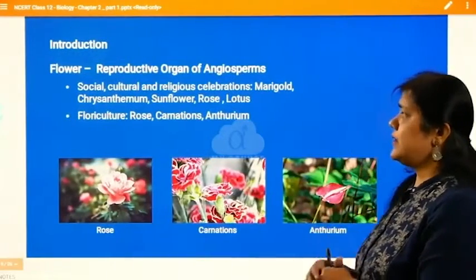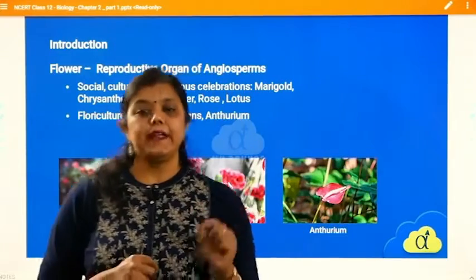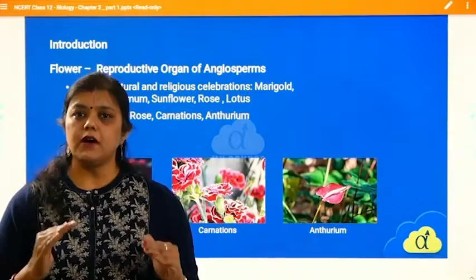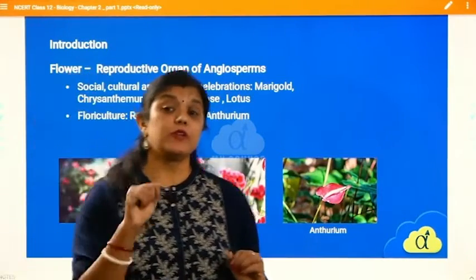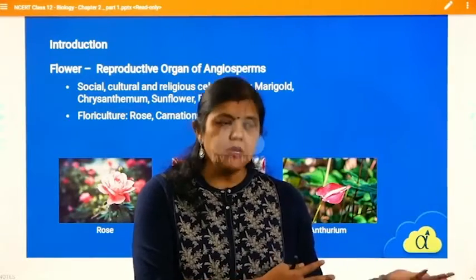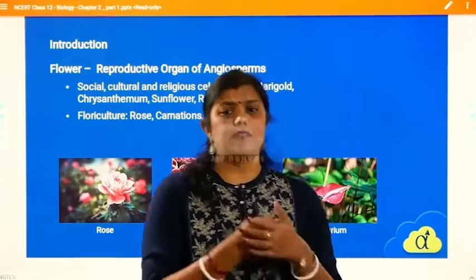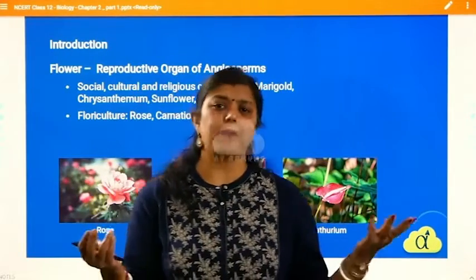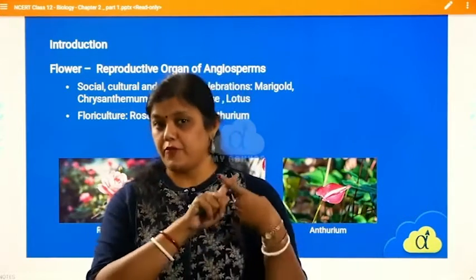Okay, now flowers are the modified shoot, as I told you, and it is also the reproductive organ of the plant. It is the one and only reproductive organ of the plant where sexual reproduction can happen. There are other methods of reproduction also, like the vegetative mode of reproduction, where the flower need not be produced, but still a plant can be created. But in those cases, there is no gamete formation.